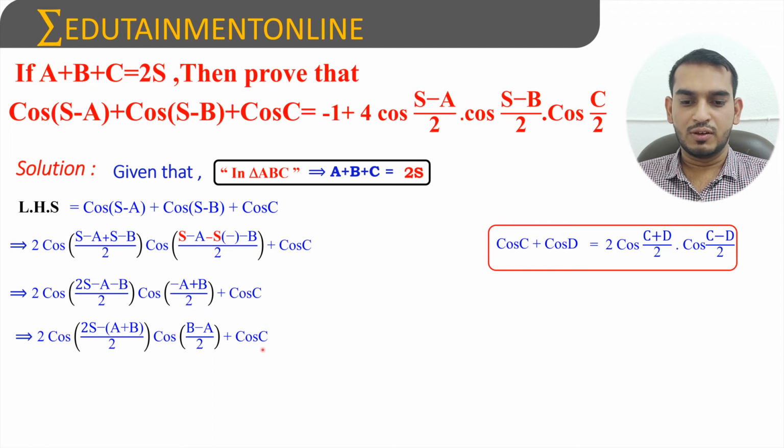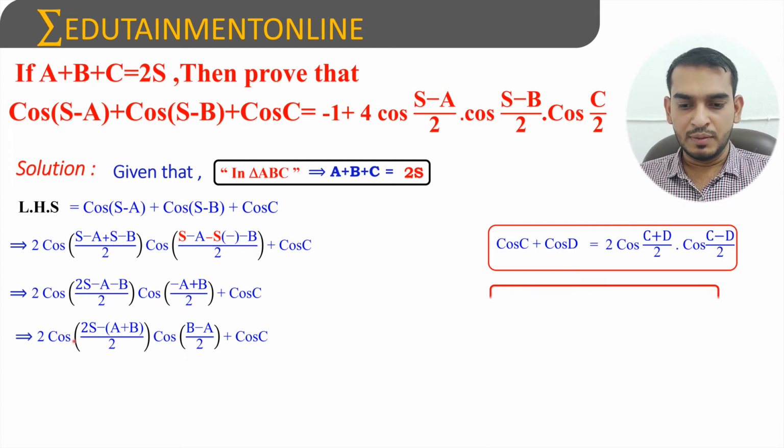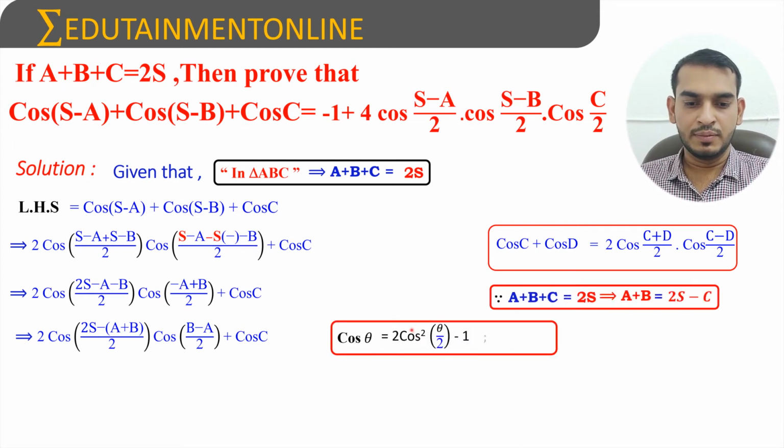Now we will convert this cos c as 2 cos square (c by 2) minus 1, because we know that cos theta is 2 cos square (theta by 2) minus 1. So in place of theta we have c here. So cos c can be written as 2 cos square (c by 2) minus 1. And here we have 2s minus of (a plus b). Since a plus b plus c is equal to 2s, transpose this c on this side, so a plus b is equal to 2s minus c. So in place of this a plus b, we will write 2s minus c.